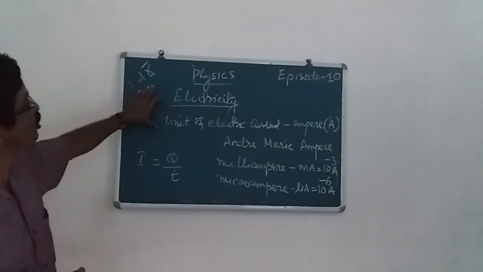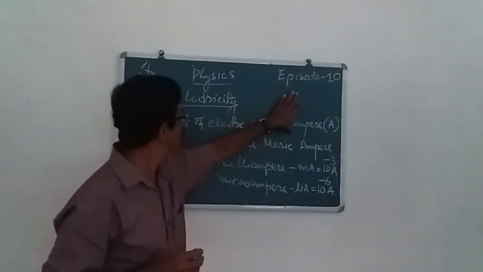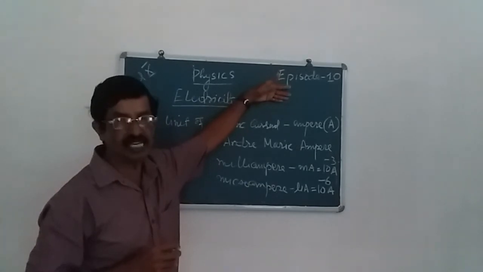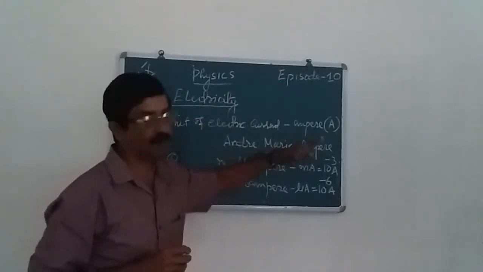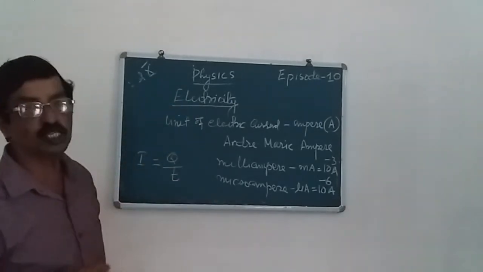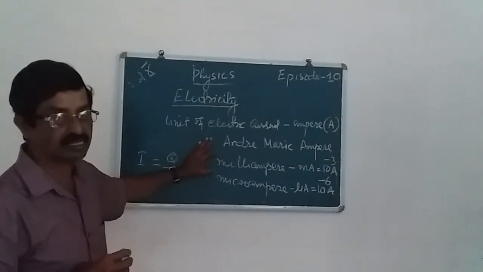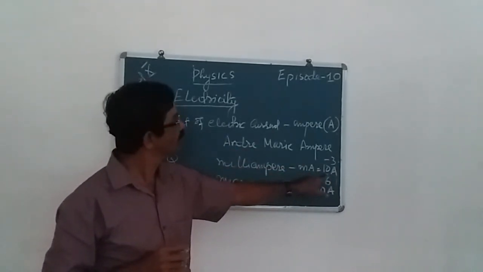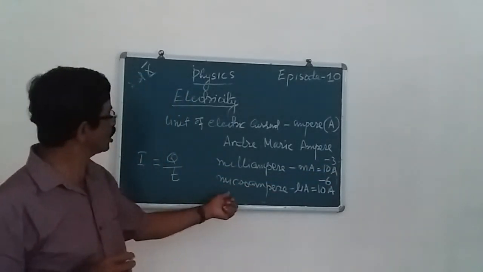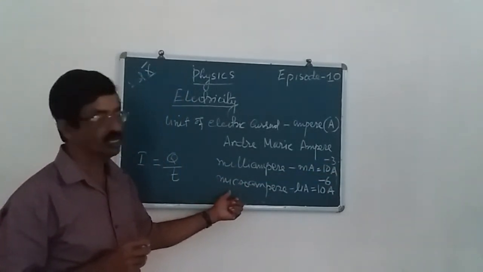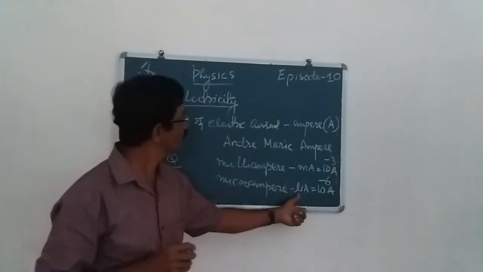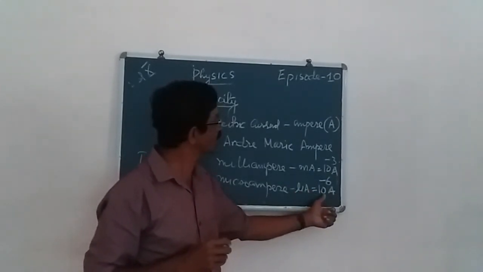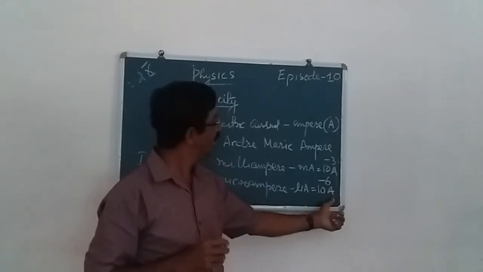Now see, the unit of electric current is ampere, named after Andre Marie Ampere. The smaller units of electric current are milliampere. How much is 1 milliampere? 10 raised to minus 3 ampere. And another smaller unit is microampere. 1 mu ampere is equal to 10 raised to minus 6 ampere.